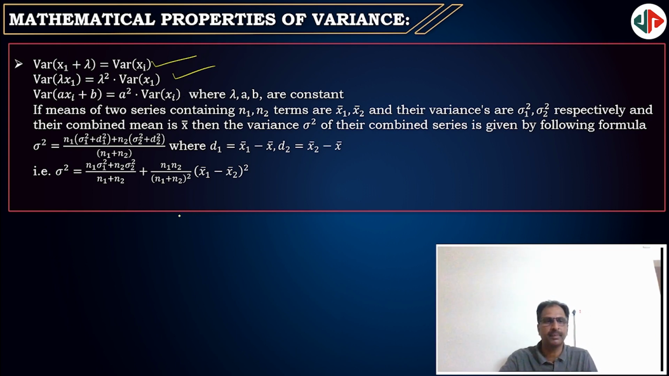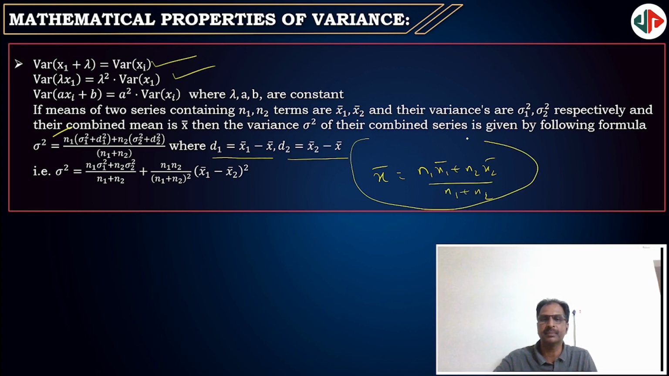Next, what is the formula for combined variance? This is the formula for finding combined variance: N1 into sigma 1 square plus d1 square plus N2 into sigma 2 square plus d2 square, by N1 plus N2, where d1 is x1 bar minus x bar, d2 is x2 bar minus x bar. X bar is the combined mean. The formula for combined mean is N1 into x1 bar plus N2 into x2 bar by N1 plus N2. This is the formula for finding combined mean x bar. After that, you can find d1, d2 and use this formula for combined variance, which is very important.